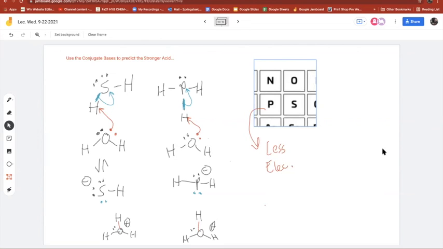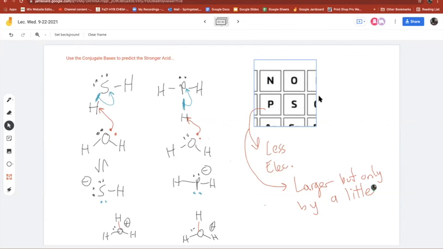Okay. If it's less electronegative, that suggests it can't handle the negative charge well. It's going to be a stronger, unstable base. So what about the size though? Who's larger? Is phosphorus larger or is sulfur larger? Larger, and that suggests maybe it can handle the negative charge better because it could spread it out more. It's larger, but only by a little. Not that big a difference.